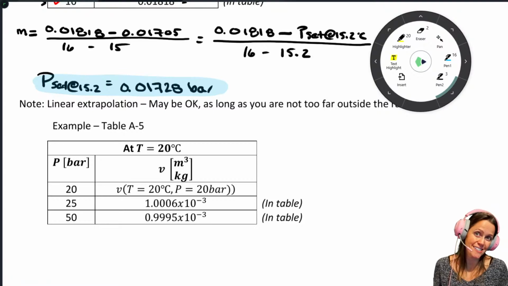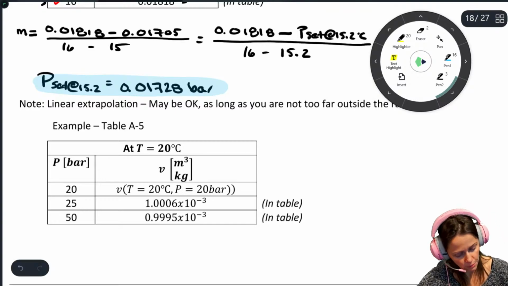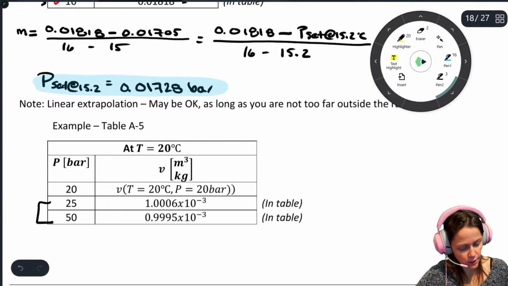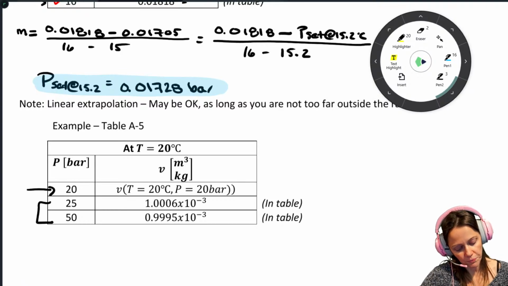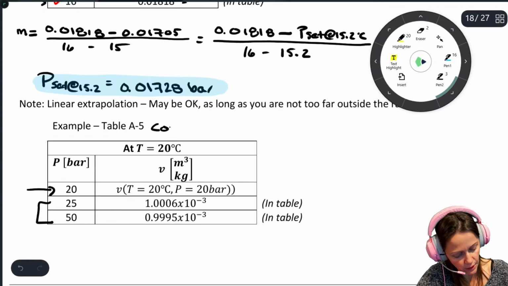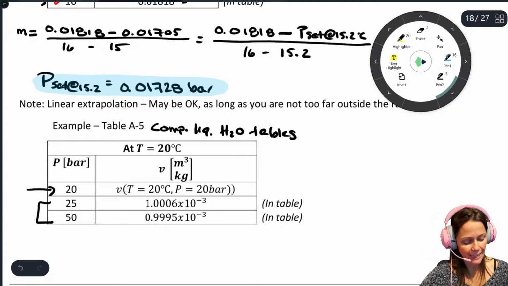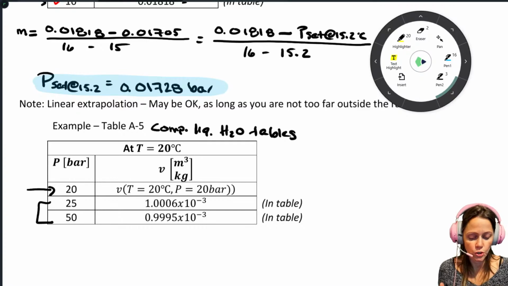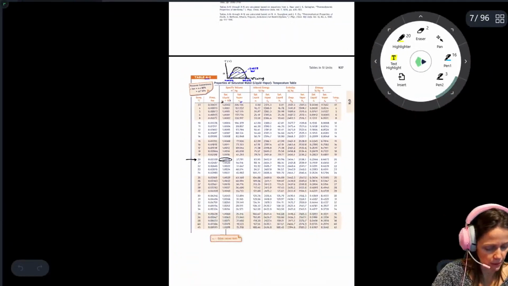Extrapolation is kind of the same thing, but instead of looking between two data points, you've got two data points here, but you're interested in one outside of them. So table A5, these are the compressed liquid water tables. I'd actually go to those tables to show you what they look like, and show you the problem that we might have.